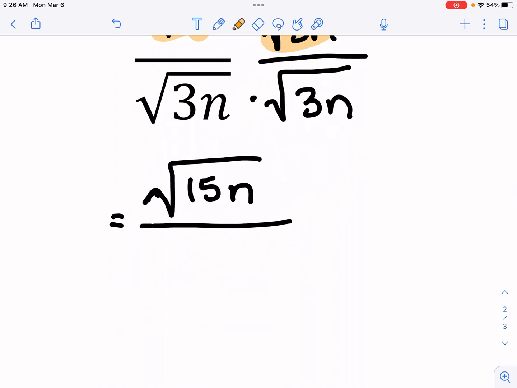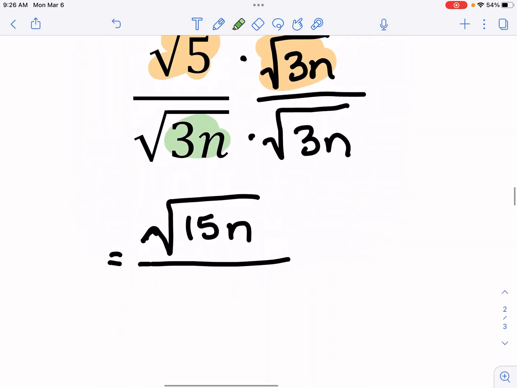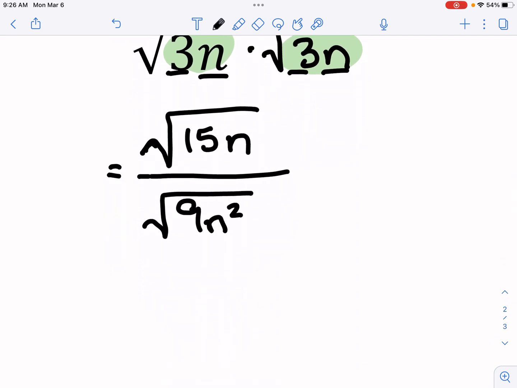On the denominator, these will always be the same number, and something special happens with that. And this is the whole purpose of rationalizing. Square root of 3 times 3 is 9, and n times n is n squared. It turns out when you rationalize the denominator, you can always get rid of the radical on the bottom. I'm still going to copy the numerator here, square root of 15n.